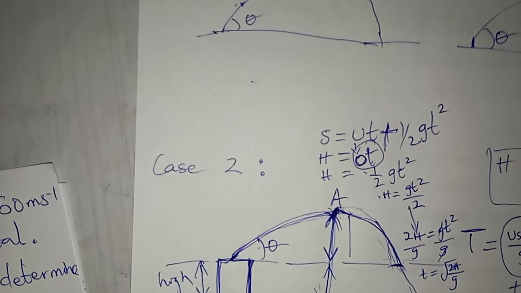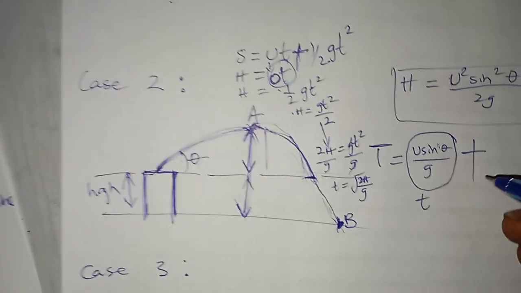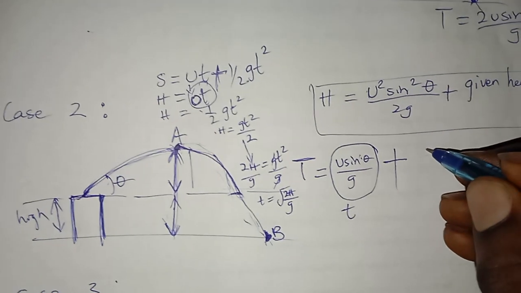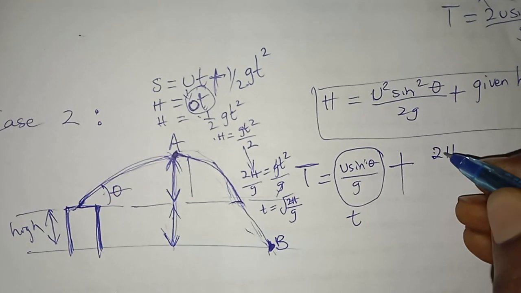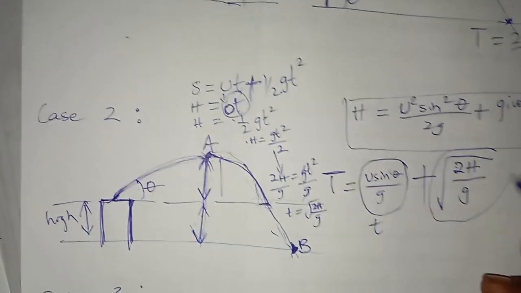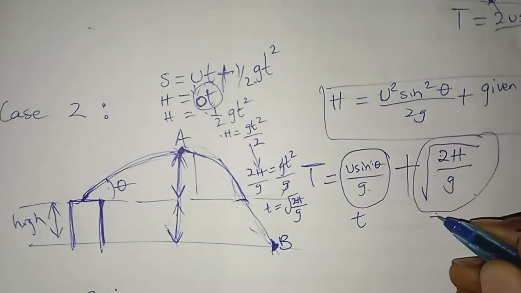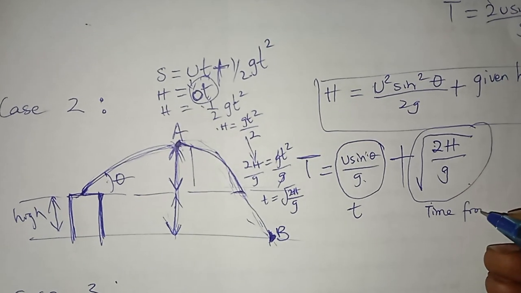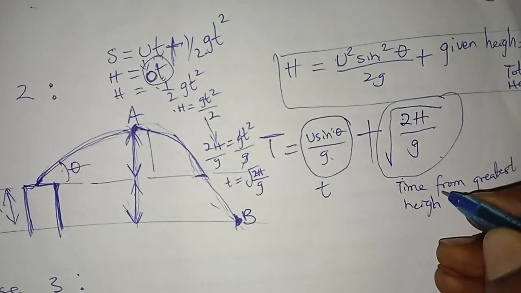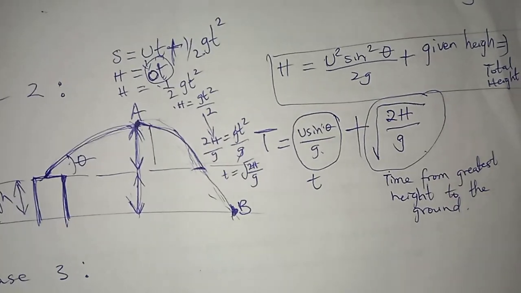So to find the time in this case, what you need to do is add the time to reach maximum height plus the time to move from the greatest height to the ground. Which we've now gotten to be 2 square root of 2h all over g. So once you add these two up, you get the total time in the air. So I say that this is the time from greatest height to the ground. So everything you're doing here is double.